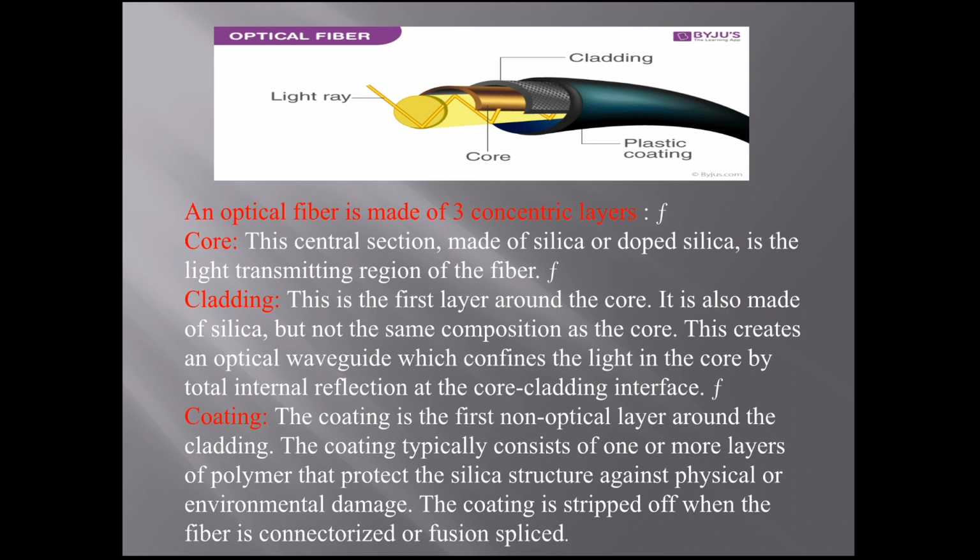Core is the essential section made of silica or doped silica. It is the light transmitting region of the fiber. Cladding is the first layer around the core. It is also made of silica, but not of the same composition as the core. This creates an optical waveguide which confines the light in the core by total internal reflection at the core-cladding interface. Coating is the first non-optical layer around the cladding. The coating typically consists of one or more layers of polymer that protect the silica structure against physical or environmental damage.